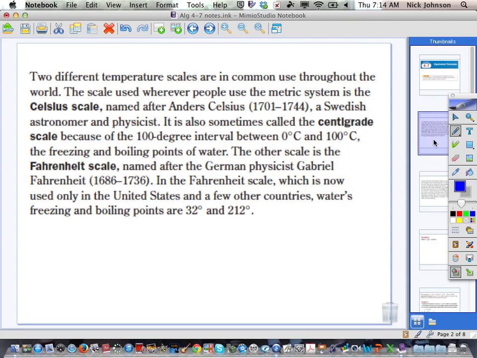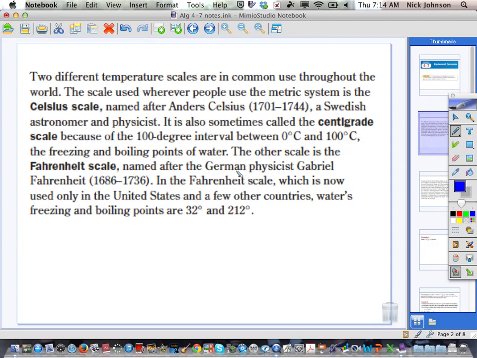But it says two different temperature scales are commonly used throughout the world. The scale used wherever people use the metric system is the Celsius scale, named after Anders Celsius, a Swedish astronomer and physicist. It is also sometimes called the centigrade scale because of the 100-degree interval between 0 degrees Celsius and 100 degrees Celsius, the freezing and boiling points of water. We should all know that: 0 degrees Celsius is freezing, 100 degrees Celsius is boiling, sorry.